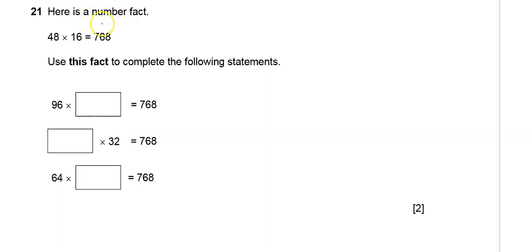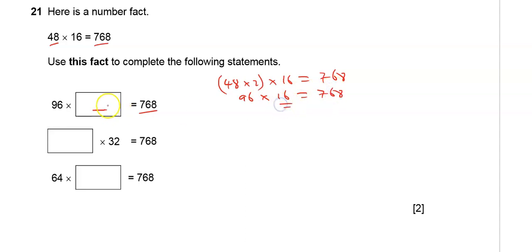Question 21. Here is a number fact: 48 times 16 is 768. Use this fact to complete the following statements. 96 times dash is 768. If you multiply 48 by 2, you get 96. So 48 times 2 times 16 is 768. And therefore 96 times 16 equals 768, so the number missing here is 16.